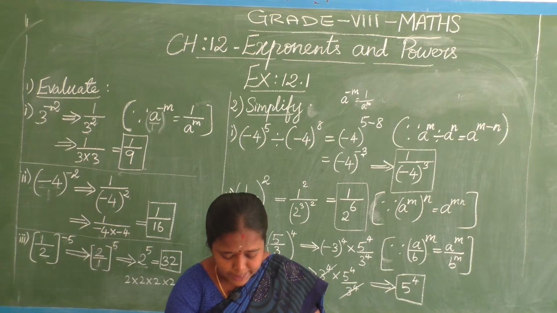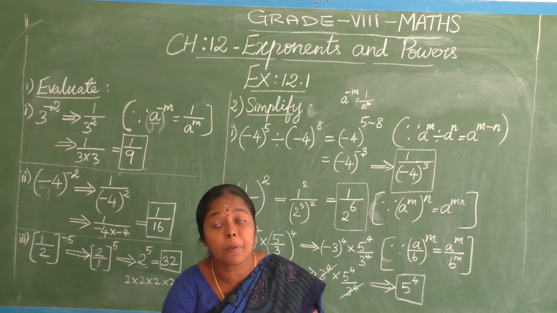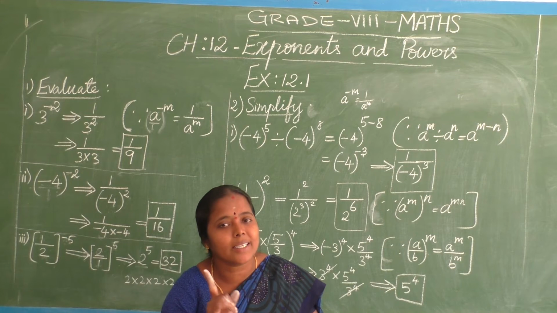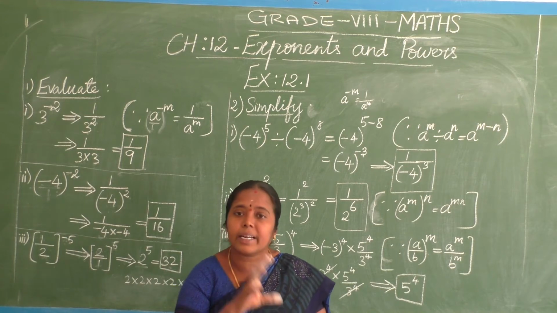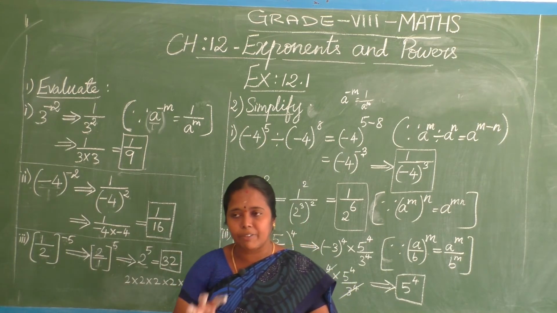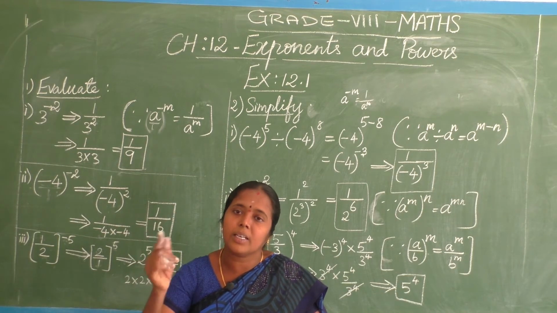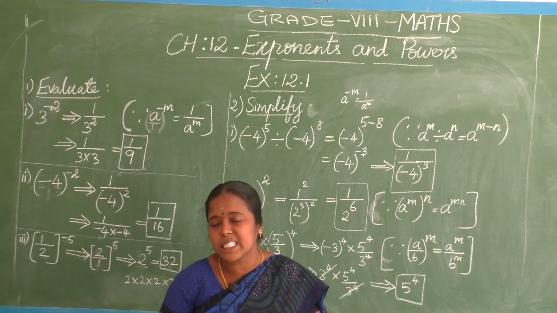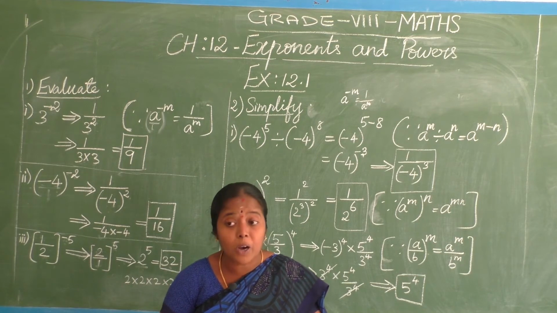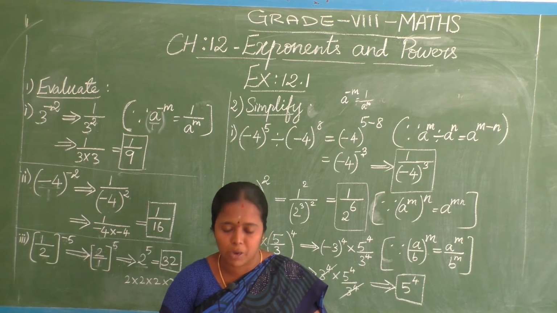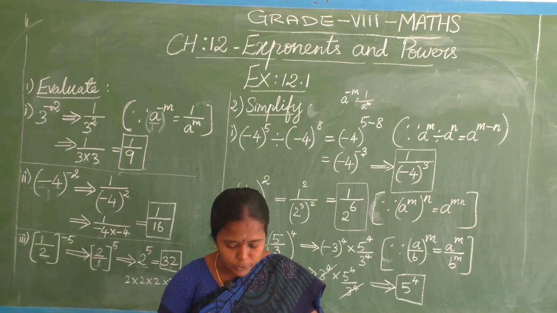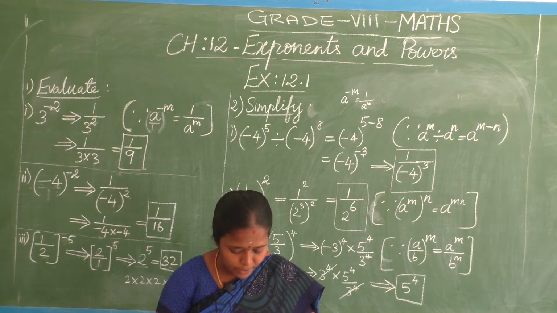Simplify and express the result in power notation with the positive exponent. What they are mentioning here is the condition: you have to simplify the given question and write the answer in power notation, especially with the positive exponent. Clear? So the power should be written in positive form. In this section, there are five questions.